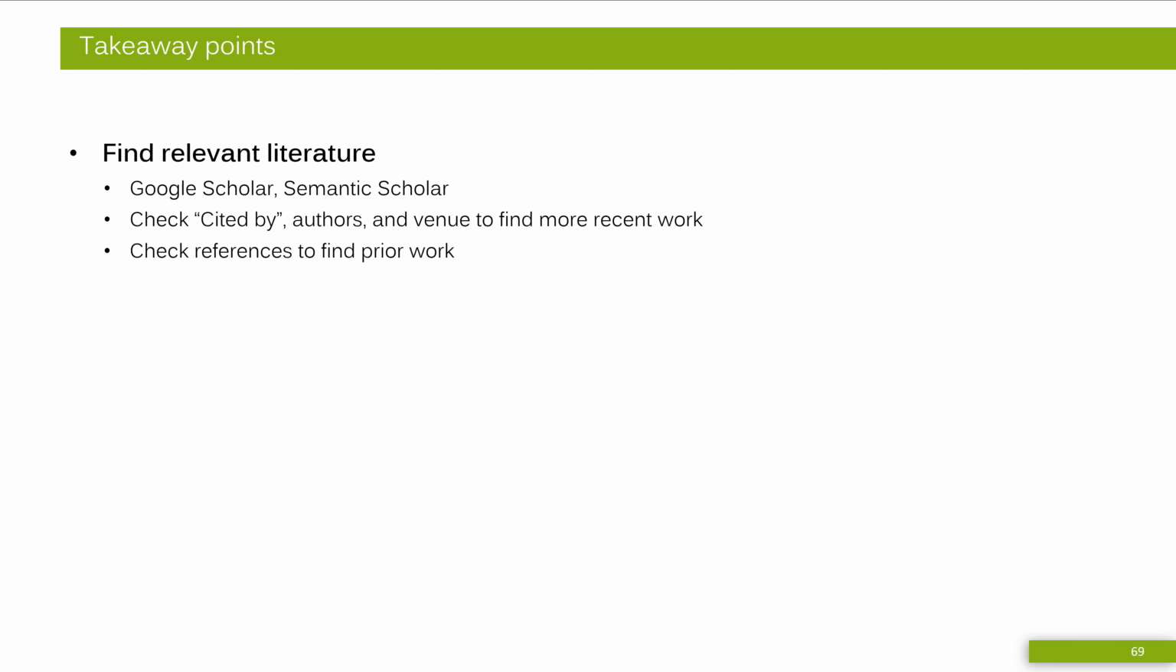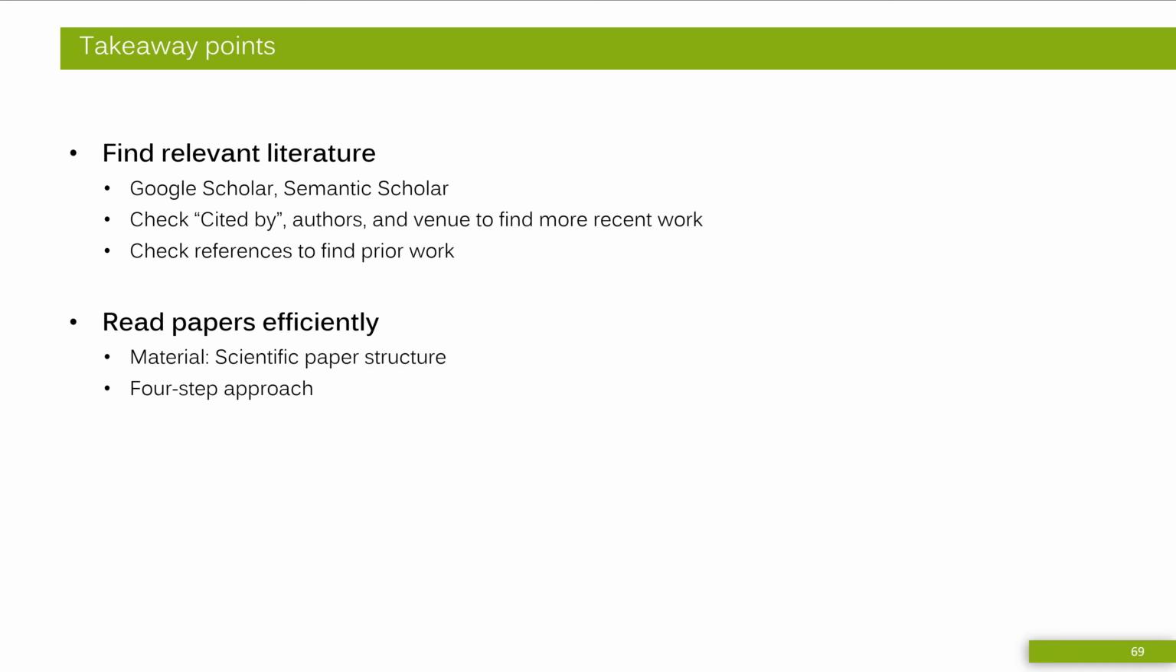Very helpful tools for filtering qualitative papers is the cited by feature to see how many other researchers refer to the paper you are looking at, or to narrow down your search to filter by author, by venue, and so on. Also keep in mind to check references of papers you already identified as relevant for prior work. Regarding the efficient reading of papers, we introduced you to the 4-step approach consisting of filtering steps that should prevent you from reading entire papers for most of the papers that you read.